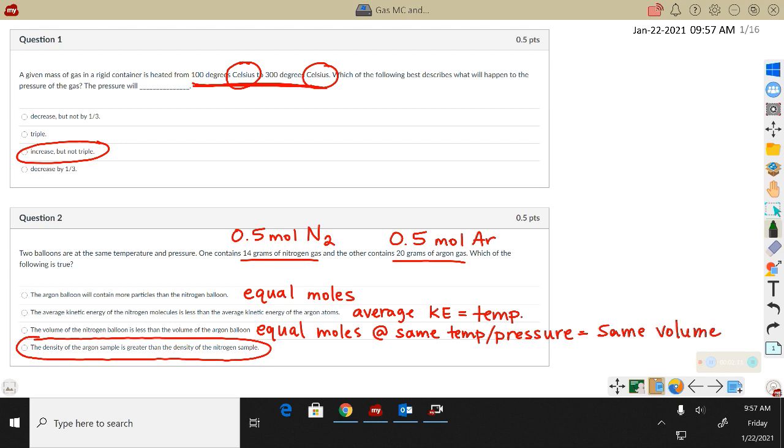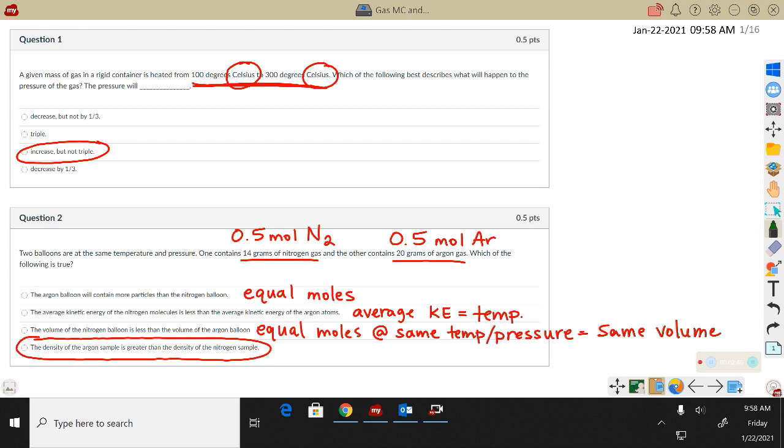Volume of the balloons will be the same as long as the balloons are at the same temperature and pressure, and they are, in this case, same temperature and pressure. If they have equal number of particles, then they'll have the same number of collisions inside the balloon. And those same number of collisions will cause the balloons to expand to the same volume. So equal moles at the same temperature and pressure will give us equal volumes of gas. But the density doesn't have to be the same.